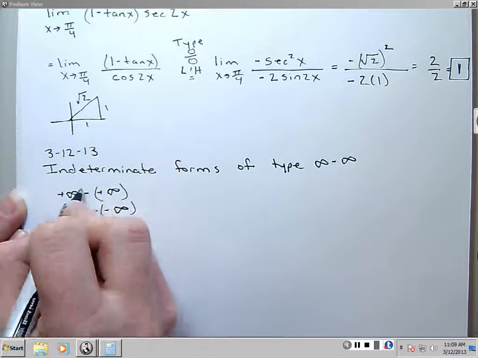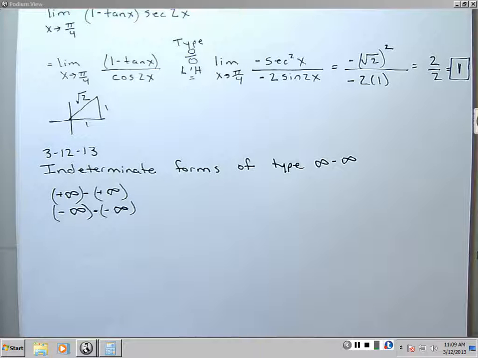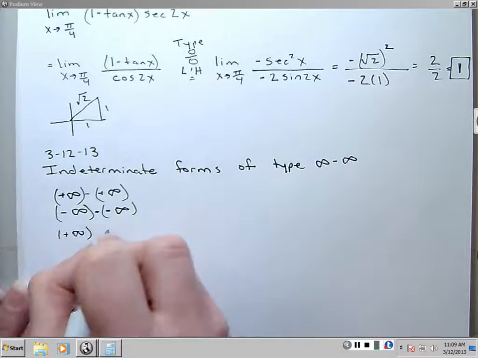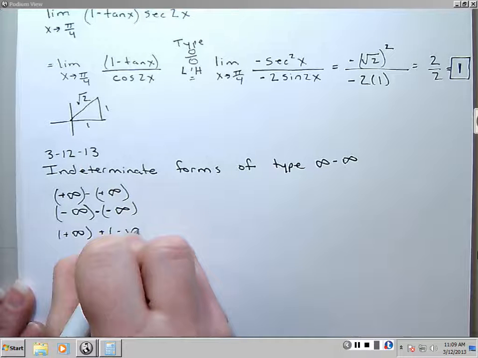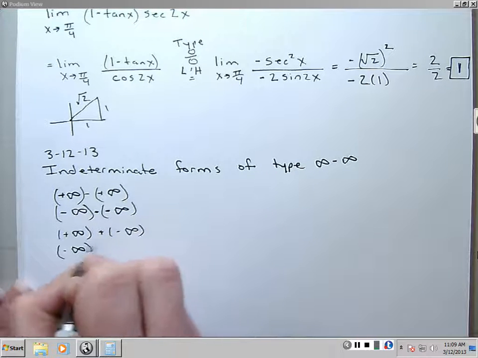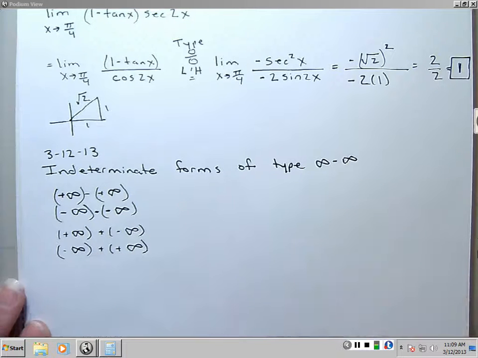Maybe I'll write it like this. All right? It could be positive infinity plus minus infinity. It would be minus infinity plus positive infinity. Those are the 4 indeterminate types.